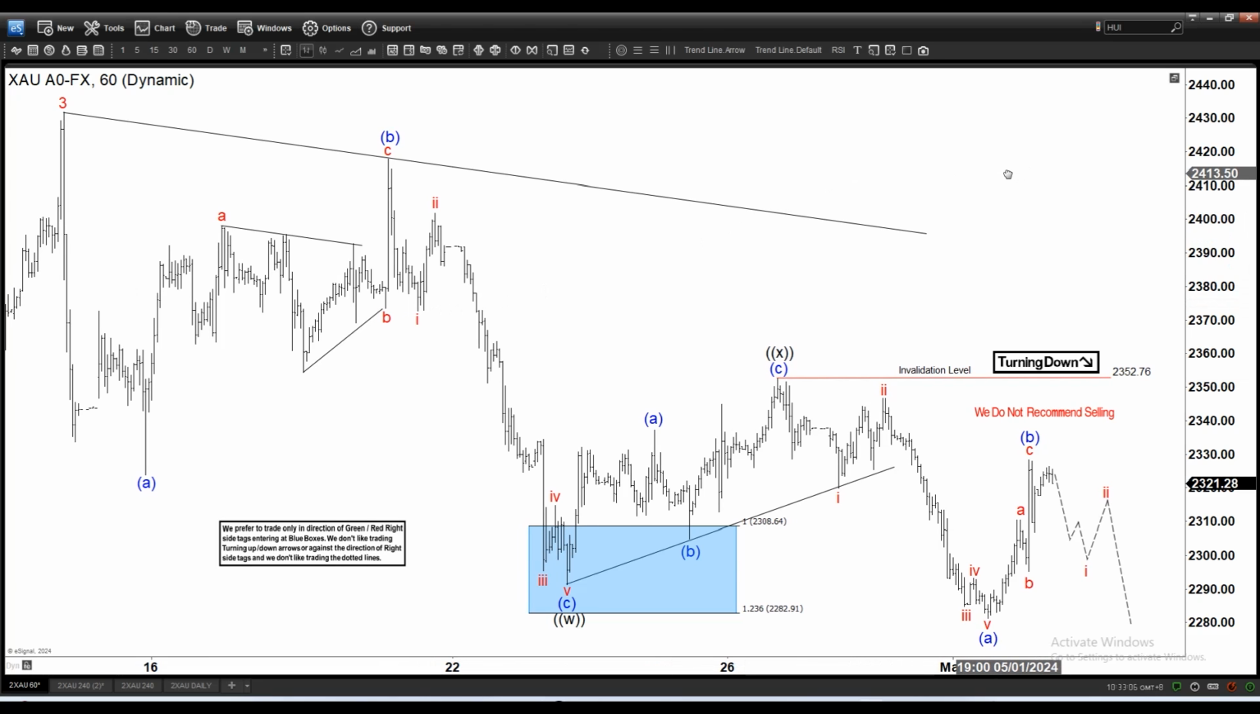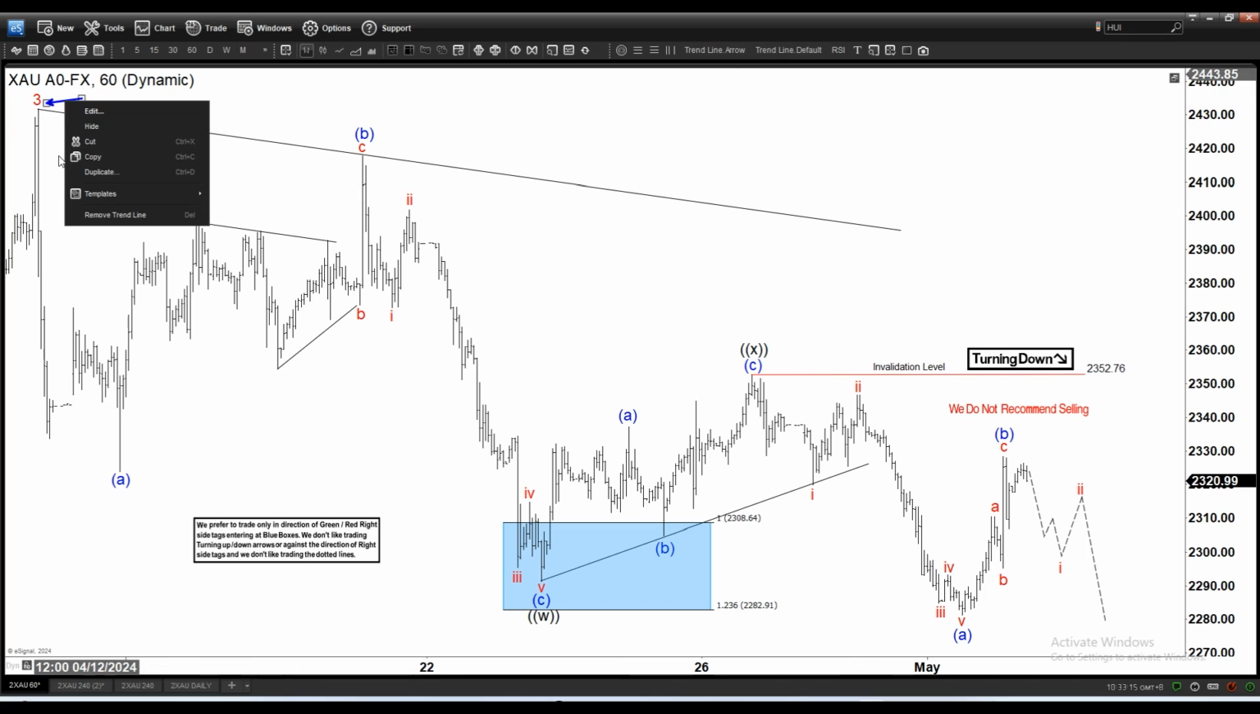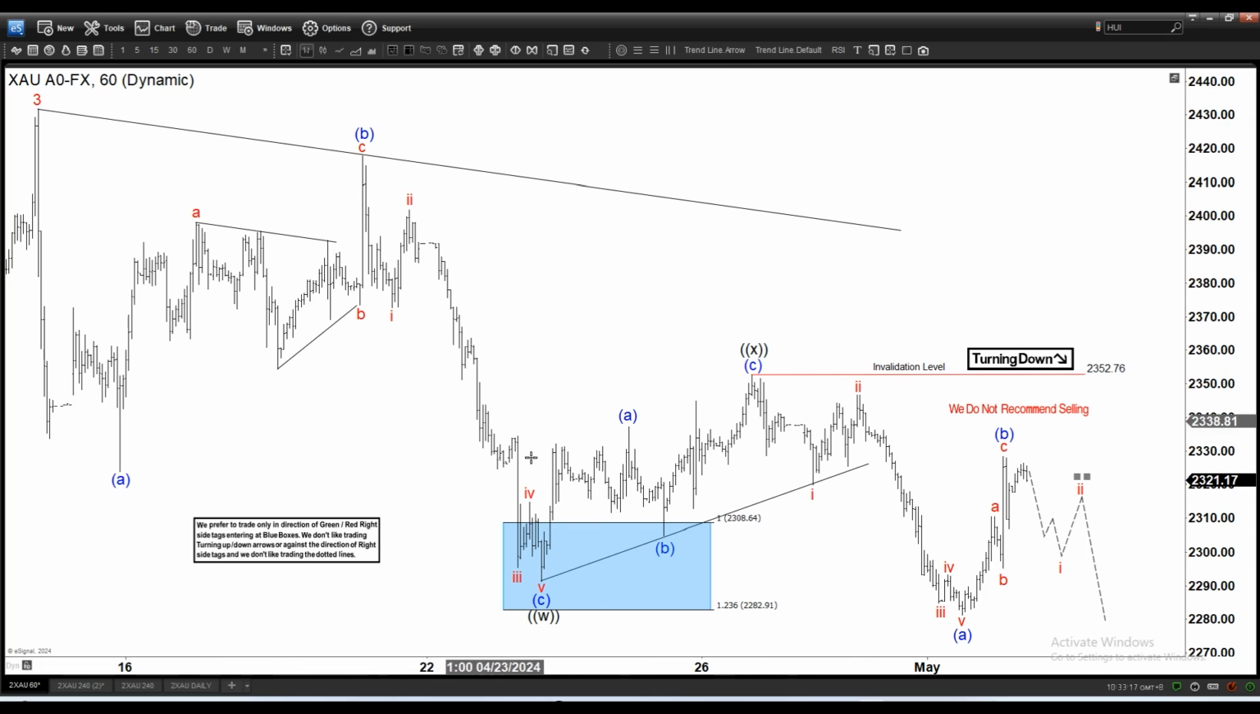The chart of the day for today is gold, 60 minutes time frame here. Now we can see we ended with 3 over here. This is the all-time high in gold, by the way. And then from here we are correcting lower. Now you can see so far we have 1, 2, 3, 4, 5 swing.